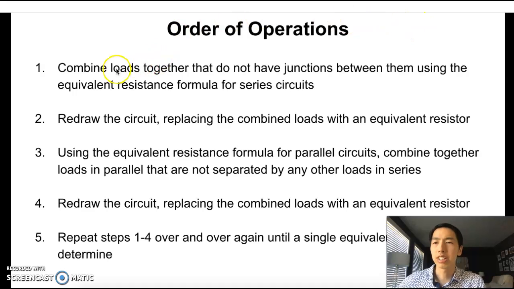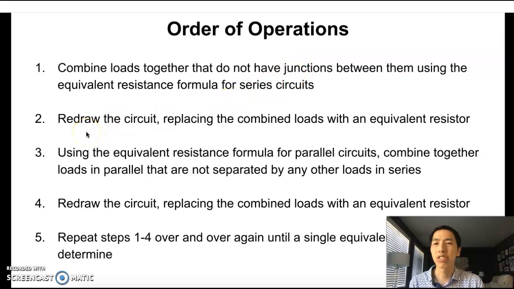So step one, combine any loads together that do not have any junctions between them using the equivalent resistance formula for series circuits. So you scan the circuit and you look for places where you've got two or more loads right next to each other with no junctions in between them. Okay, so they're on the same string, basically the same wire. So you look for all of those and you just add those up using the series formula, which is just regular addition.